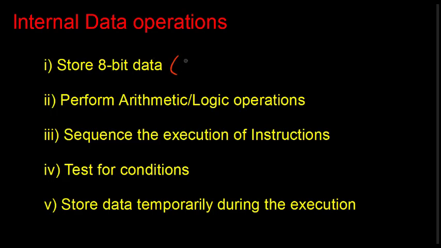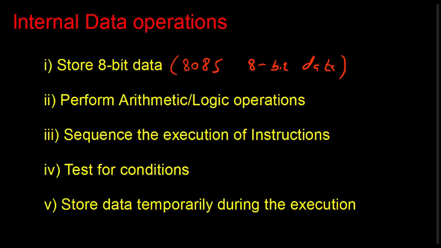Now in case of 8085 microprocessor, the data bus is of 8 bits, so it can only store 8 bits at a time, not more than 8 bits at a time, because the data bus is of 8 bits. Then second is perform arithmetic logic operations. So microprocessor 8085 performs varieties of arithmetic logic operations such as addition, subtraction, increment, decrement. Then with respect to logic, we have ANDing, ORing, XORing, etc.